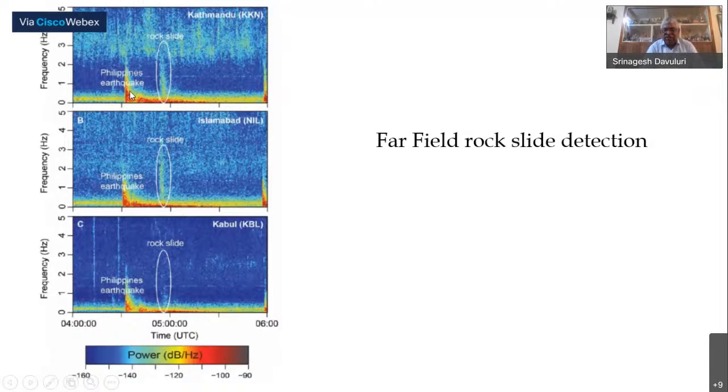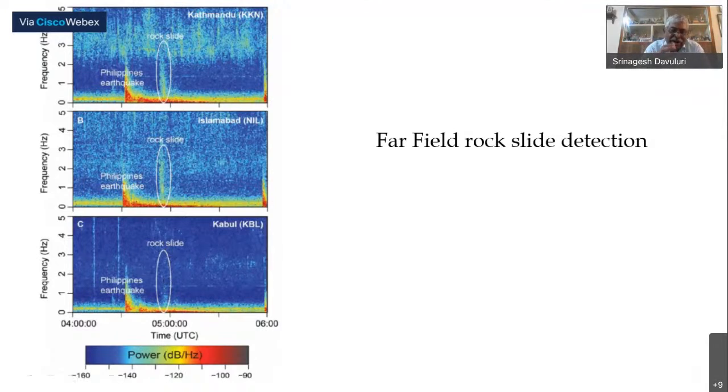This is the Philippines earthquake, which I said was a challenge for us to remove, because it had energy almost all the way from 10 seconds of seismic noise up to 2 hertz, and very clearly it can be seen at the Kathmandu station. And this is the entire rock slide energy, which you can see basically from 1 hertz to 3 hertz. This is at Islamabad. There is a station called Nilore, and this data is available globally for anybody. And then you can also see the rock slide very clearly, but with a different time shift in comparison to Kathmandu. And in the case of Kabul, though it is not as strong as Islamabad or Kathmandu, you can still see the trace of this up to 1,000 kilometers.